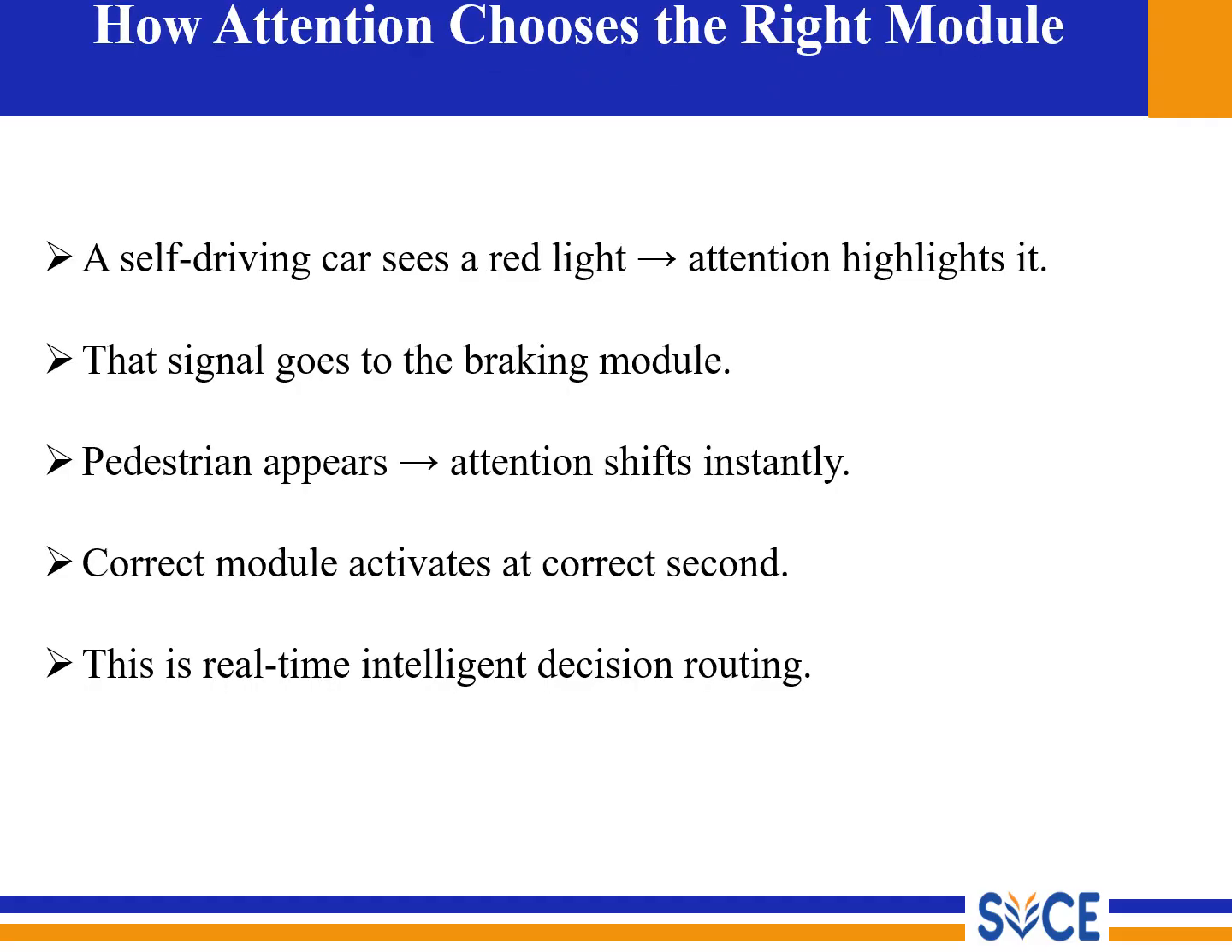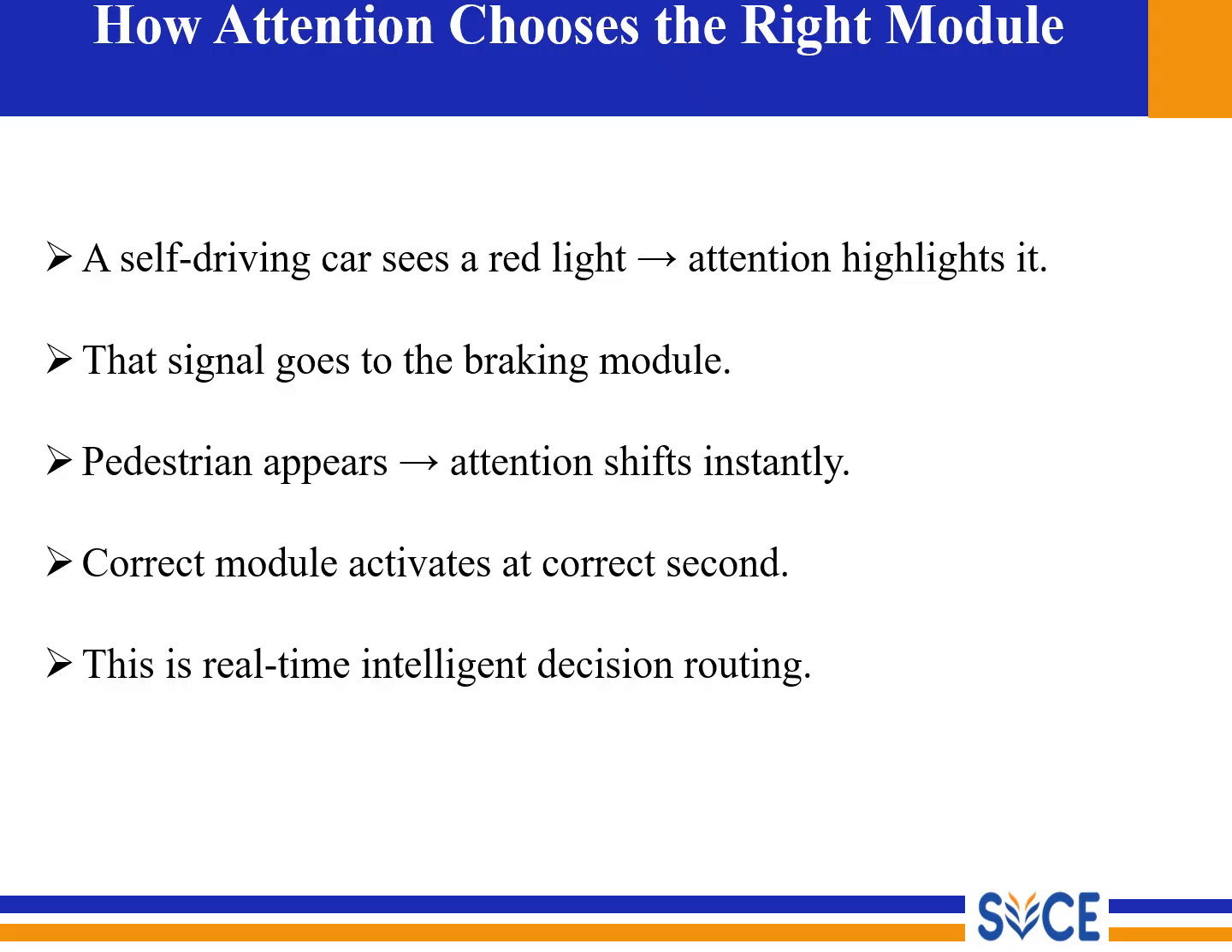In real-time scenarios, attention and modularity work together. For example, when a self-driving car detects a red signal, the attention mechanism highlights it immediately. The information is sent to the braking module, which then stops the car. If a pedestrian suddenly appears, attention shifts instantly and the appropriate module is activated. This rapid decision-making process happens within milliseconds. This is what makes an autonomous system intelligent.